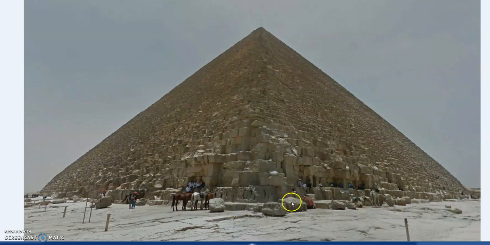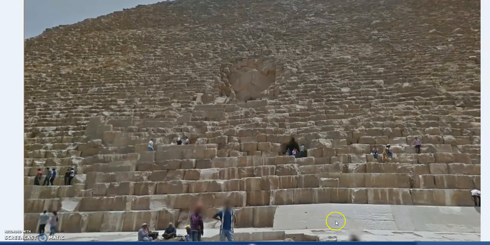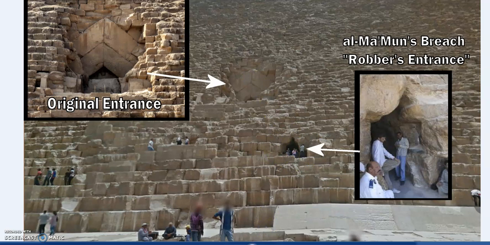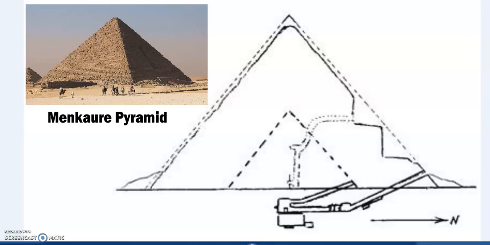So this is the northeast corner of the Great Pyramid. There we see the north face, and we're looking at the north face now. There are the surviving casing stones, but what we have is the original entrance up here, and so if you visit the pyramid, when you enter, you don't enter through the original entrance, you enter through here. And this is Al Mamoon's breach, or what's otherwise known as the robber's entrance.